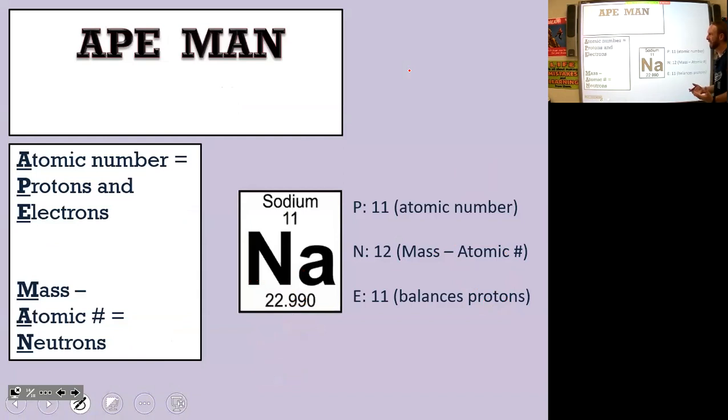Okay. APE MAN is just a mnemonic device to help you remember. APE is atomic number equals your protons and your electrons. So we have the A, P, and E. And then the MAN part is mass minus atomic number. So the bottom number minus the top equals how many neutrons there are. So you can find your P, N, and E of an atom if you can remember the phrase or the acronym APE MAN. Okay? And so it shows us here, this is kind of what we did on the last slide.